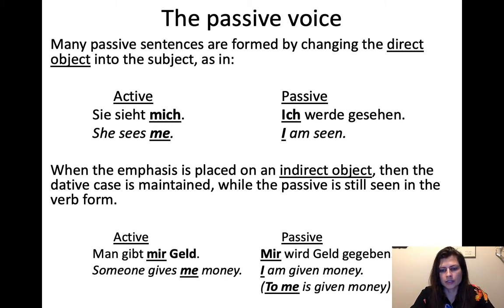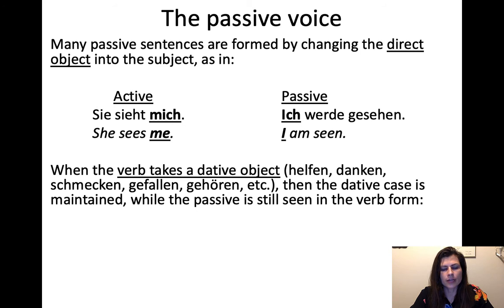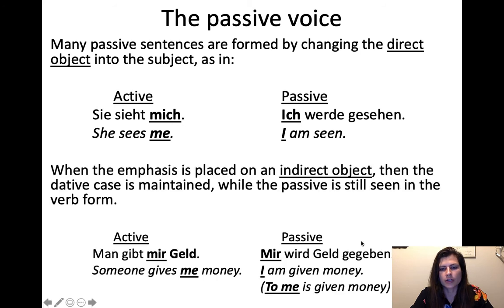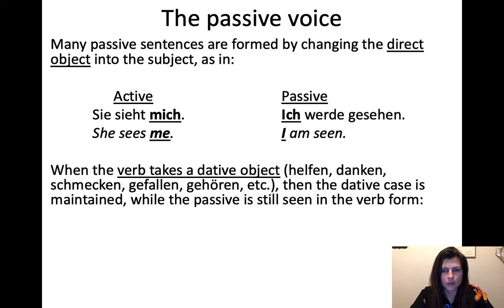Yeah, to me is given money, or to me money is given. So that was when the verb had an indirect object. Mir, that's an indirect object. It's in the dative, but we can also have the dative when we have verbs that take dative objects, and they were helfen, danken, sprechen, gefallen, gehören. There's this list of verbs that you might think would take direct objects, but actually take dative objects.